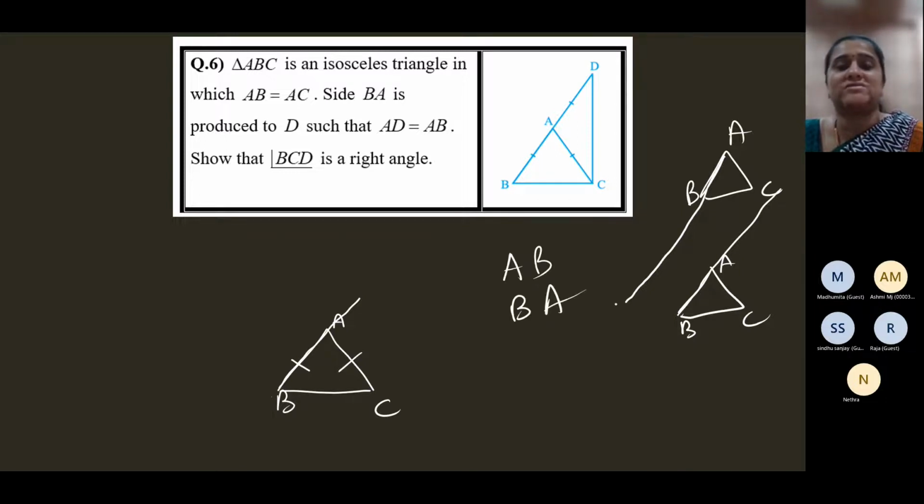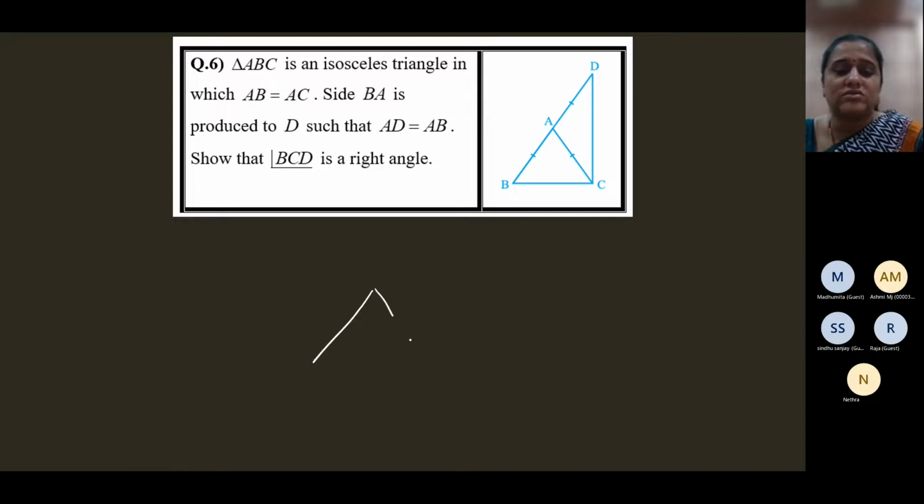Otherwise, AB and BA are the same. Simply to refer to the side, AB and BA refer to the same side. But when you're producing, you will be producing it in one particular direction. So when you say AB produced, it will go like this. If it's BA produced, it will be like this.